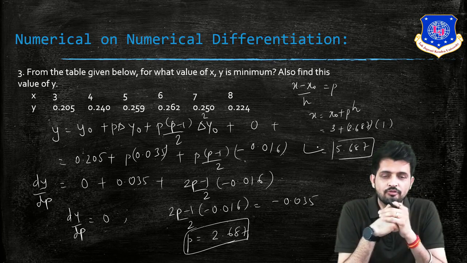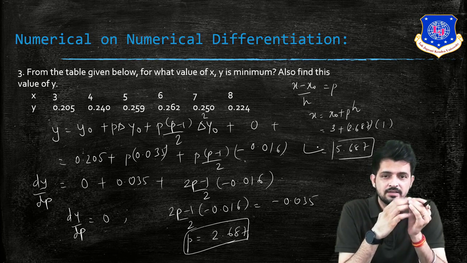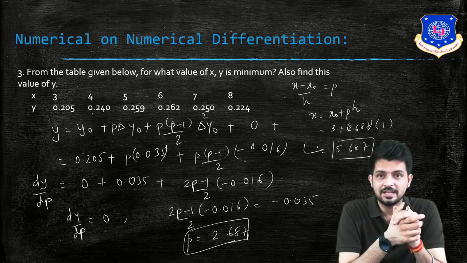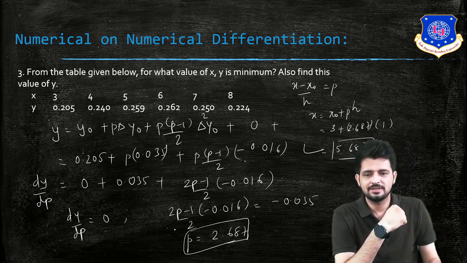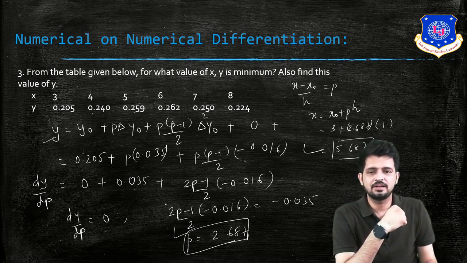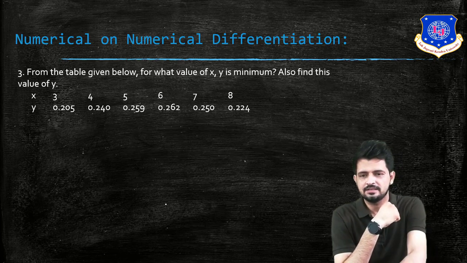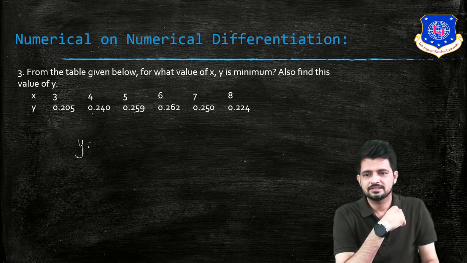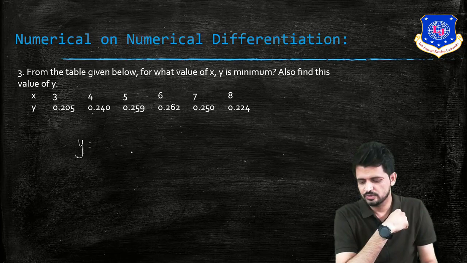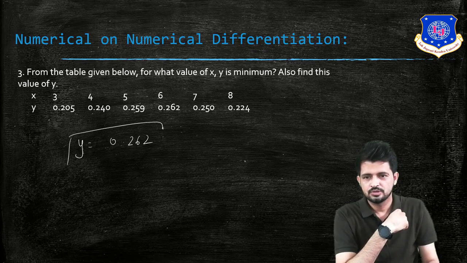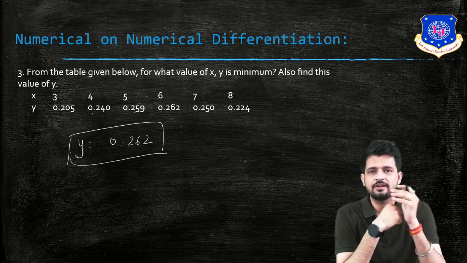I also have to find the value of y at the value of x where y is minimum. So I have to place this value of p in the main equation. After placing p equal to 2.687 in the main equation of y, you will get the value of y as 0.262.